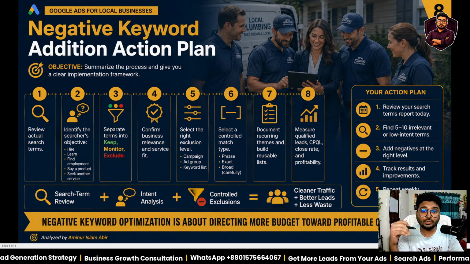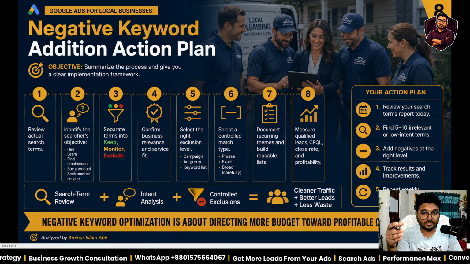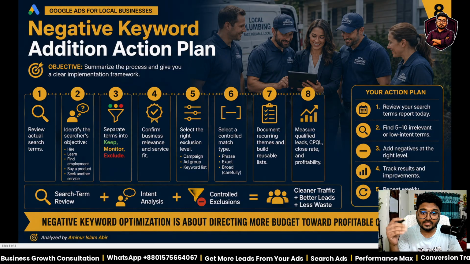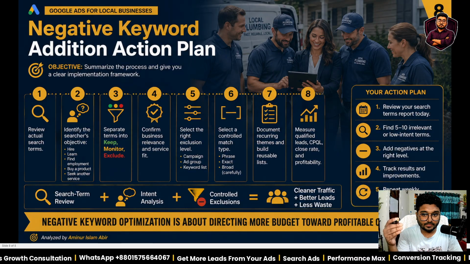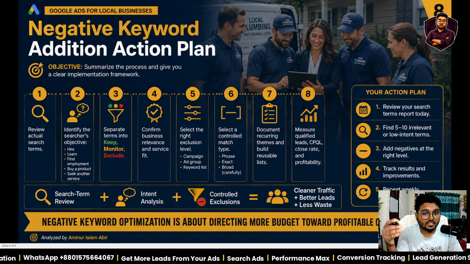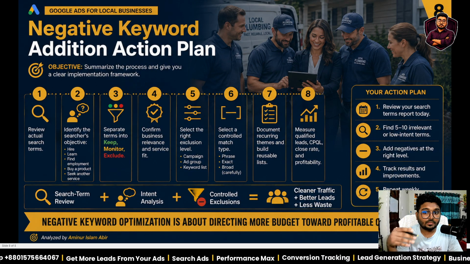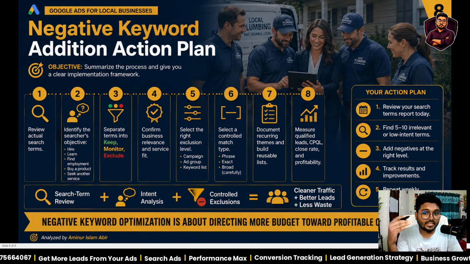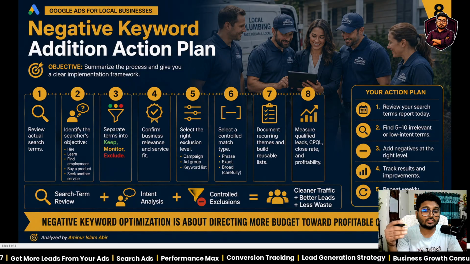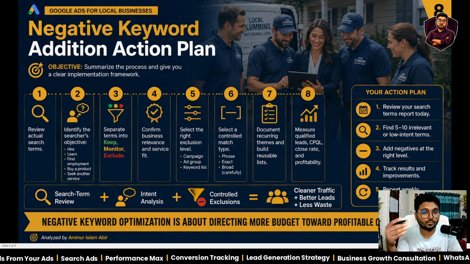Step 6. Choose the match type. Use a match type that blocks the wrong intent without blocking useful searches. Step 7. Save common themes. Build reusable lists for common categories such as jobs, DIY, education, and product. Step 8. Measure business results. Review whether the changes improve qualified lead rate, cost per qualified lead, close rate, cost per customer, and profit.